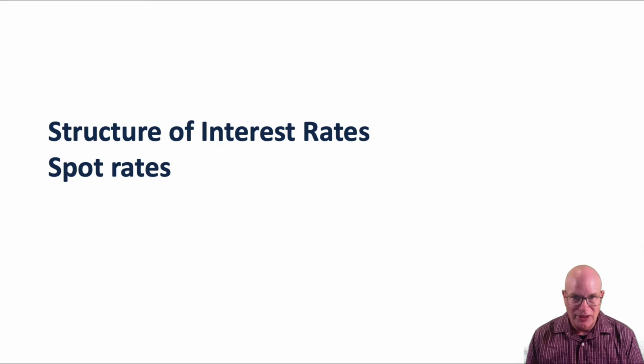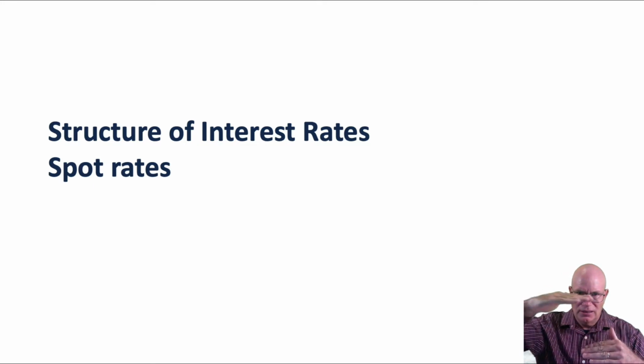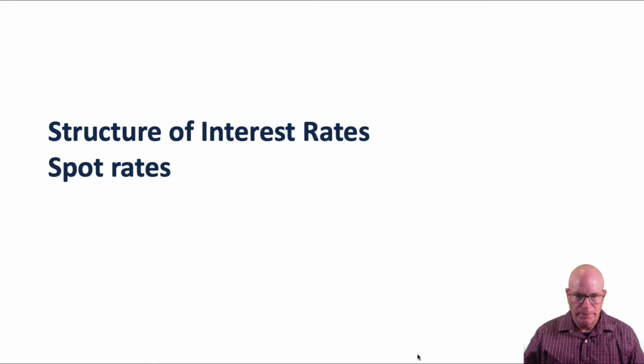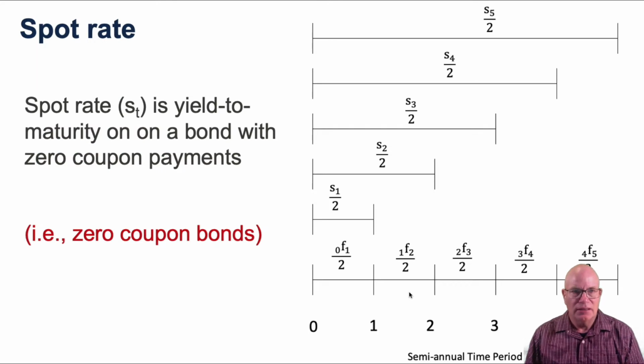A spot rate is part of the structure of interest rates, and it sort of falls in between the forward rate, which we've already talked about. Spot rates are here, then there's yield to maturities up here. A spot rate is the yield to maturity on a bond with zero coupon payments. I mean, it's a zero coupon bond. It's the yield to maturity on that.